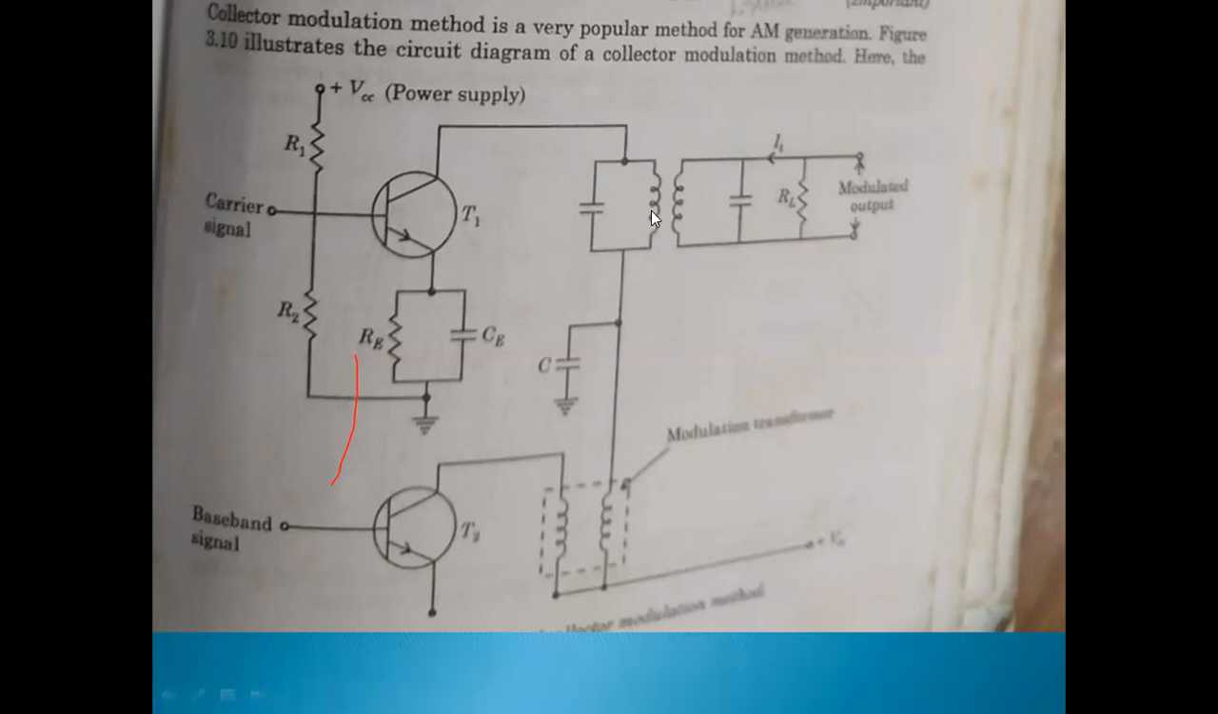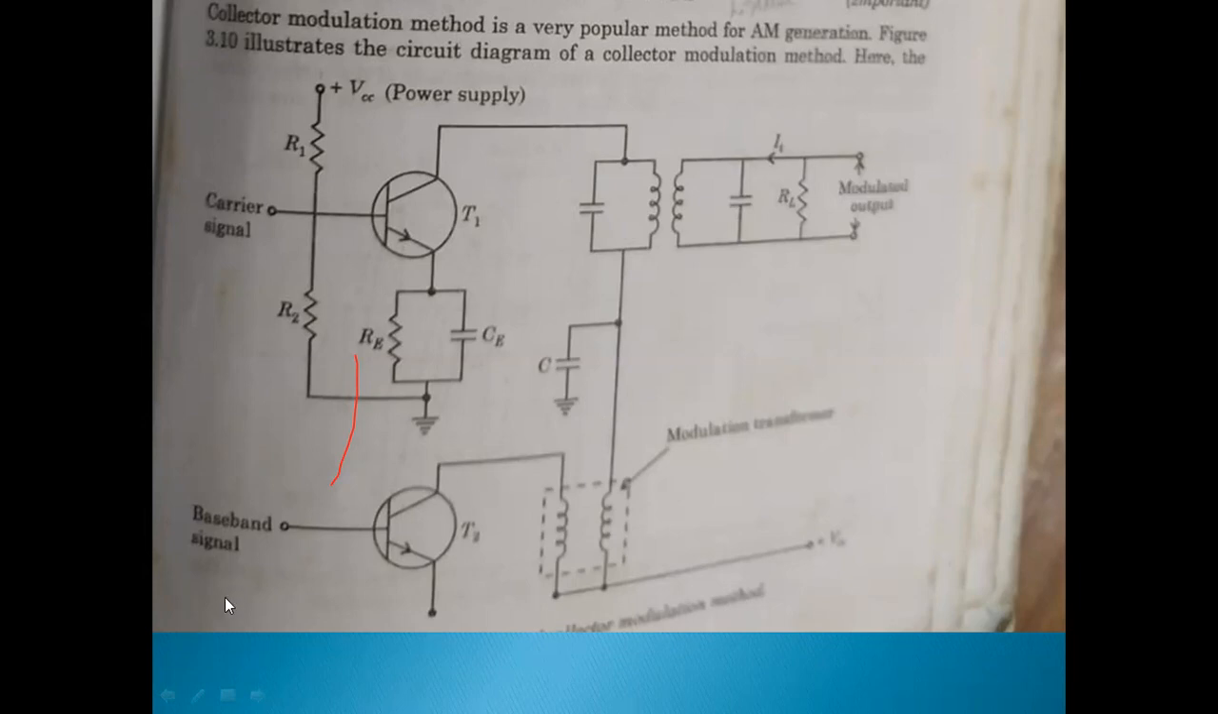The tank circuit output is connected to a transformer. The primary is given the carrier generator output, and another signal, the baseband or modulating signal, is given to the T2 transistor across the base supply. The output of the collector is given to a modulation transformer. This is the primary, this is the secondary. Here induction takes place, and the output is taken across the resistor.